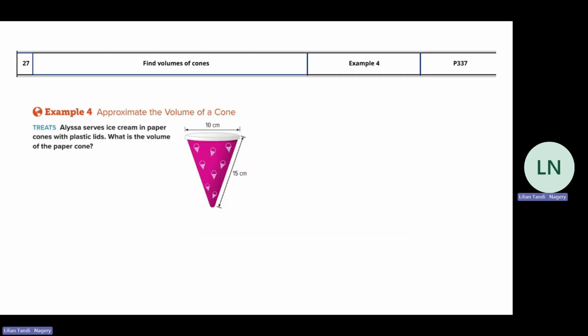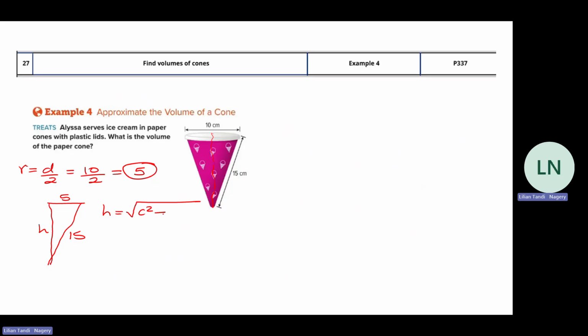Question wants volume of a cone. Okay. What don't I have? I don't have radius. So radius equals diameter divided by 2. My diameter is 10. My radius is 5. Very important number. I don't have the height of the cone. So I'm going to draw my right triangle. I know this is 5. I know this is 15. I want the height. I'm going to use Pythagoras theorem.